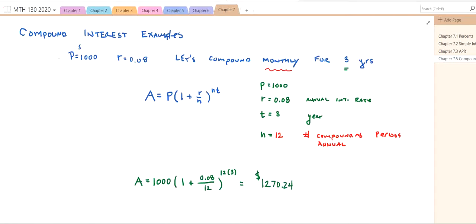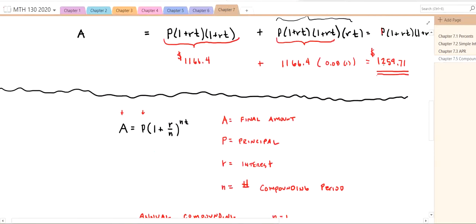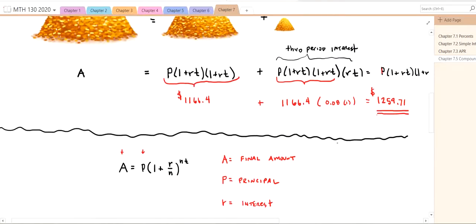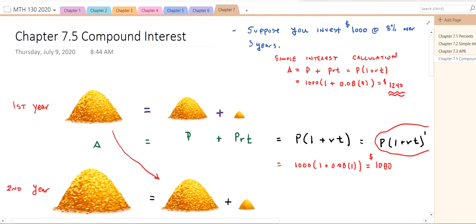You do this calculation, you get $1,270.24. So over 3 years, if you compound monthly at 8%, you're going to accumulate $270.24 in interest on your $1,000. You can see that's a little bit bigger than when we compounded annually here of $1,259, and even bigger, both of which were bigger than when we used the simple interest approach.